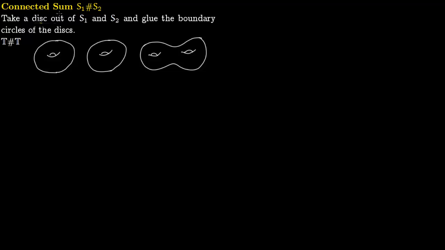So we define the connected sum of two surfaces. So you have surfaces S1 and S2, and this is how you define the connected sum. This is the symbol for connecting surfaces S1 and S2. You start by taking a disk out of S1, then you take another disk out of S2, and then glue the boundary circles of the disks. So you take the boundaries of the disks and you glue them.